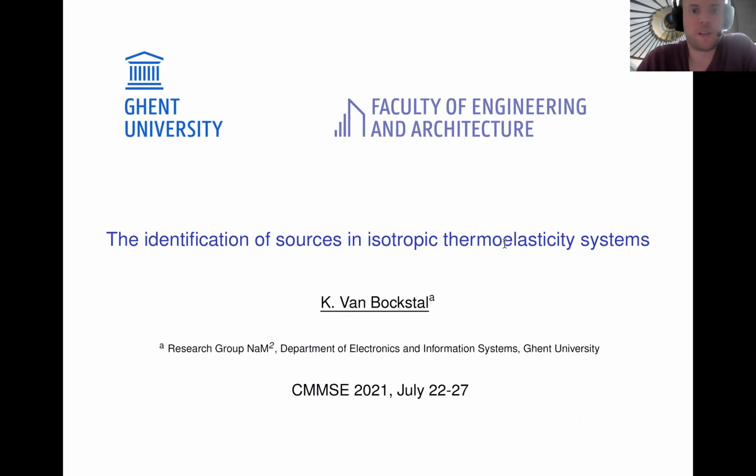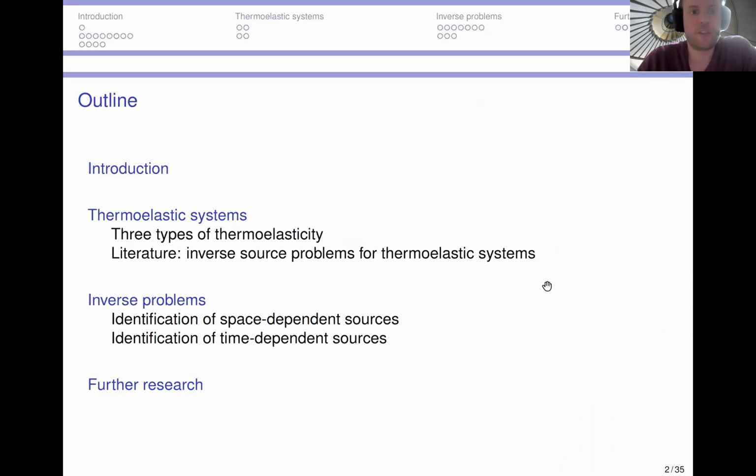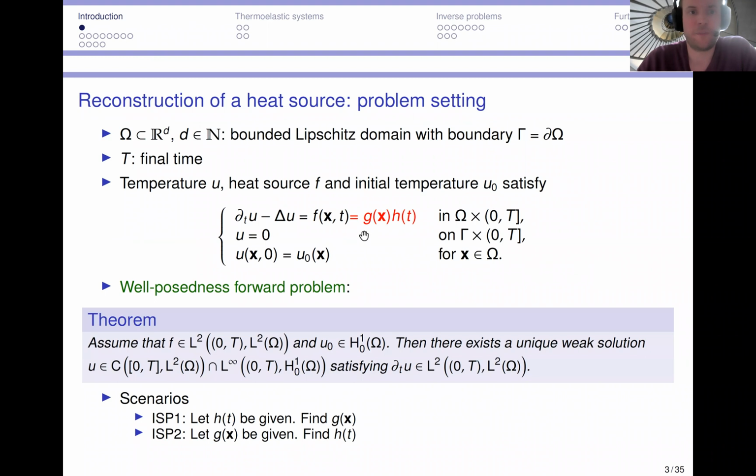What I'm going to talk about today is my work on inverse source problems for thermoelastic systems. I will start by explaining the results known for the heat equation. During my presentation, omega will denote a bounded Lipschitz domain. This boundary is denoted by gamma. T is the final time.